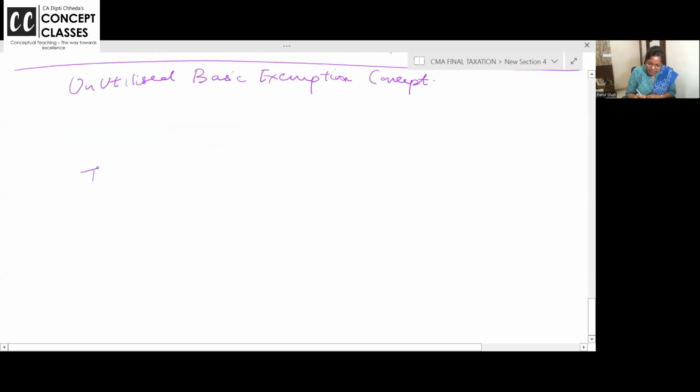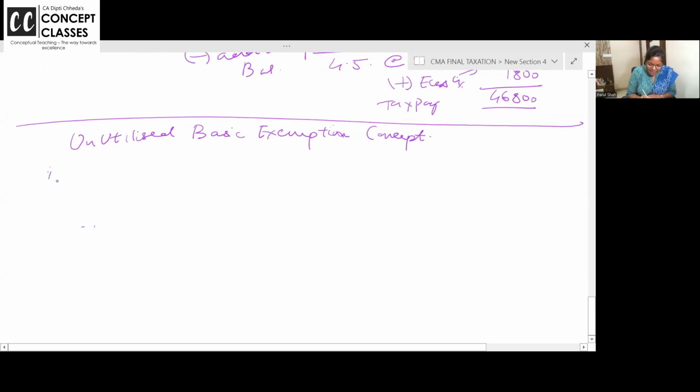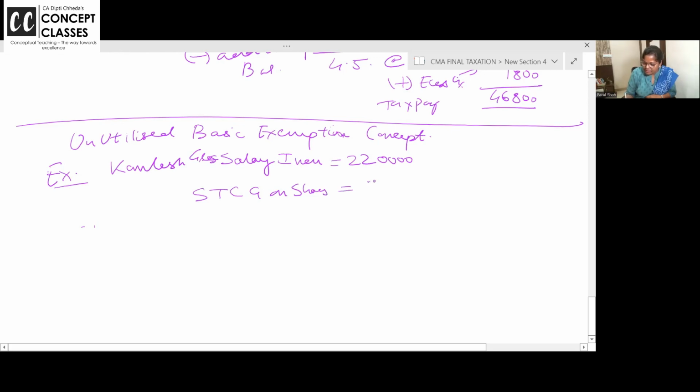Suppose let me take an example, it will be very clear. I haven't put example numbers, 4-5 must have been done by now. Example: Kamlesh's salary income, gross salary, let's twist it a bit more. Gross salary is 2,20,000, and he is getting short-term capital gain on shares of 5,50,000. This is the information given, the problem given.